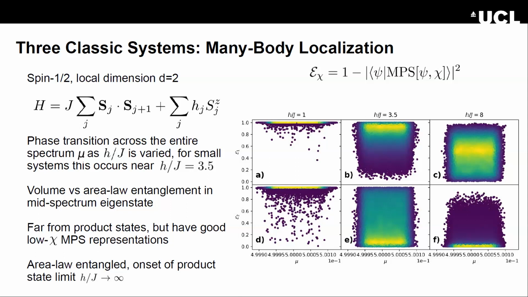This is preempting the very, very strong disorder limit, where the first term becomes irrelevant, and you just have product states of local Z eigenstates. Those are your eigenstates as H goes to infinity.